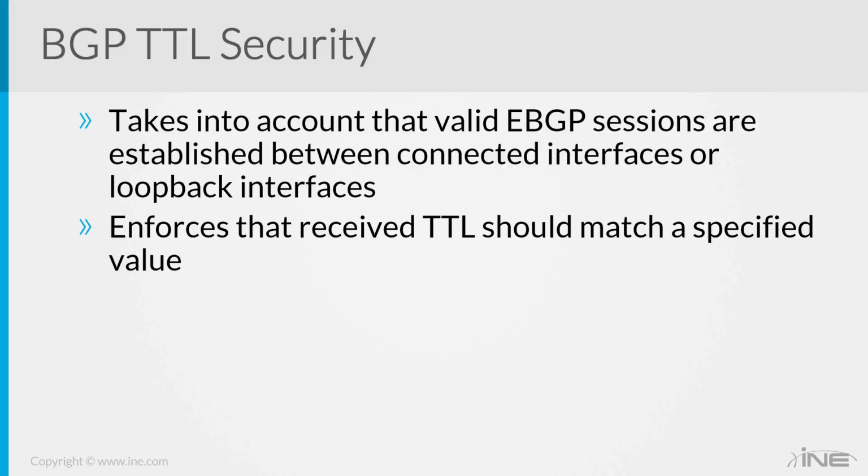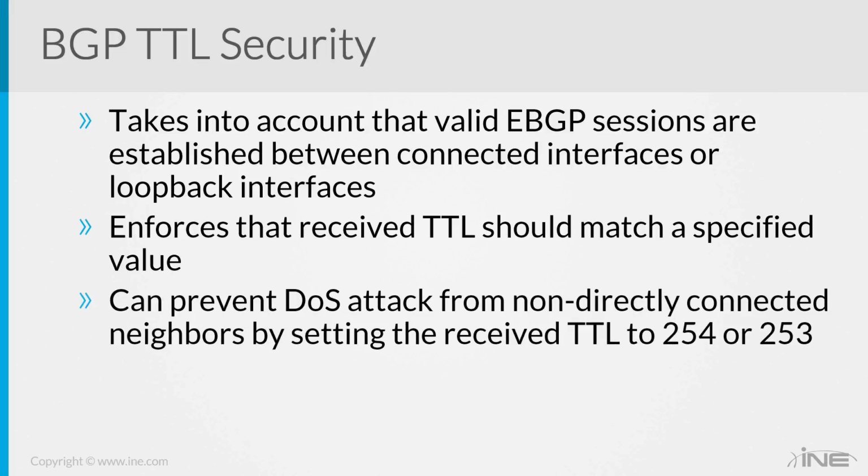The whole point of this is to prevent DoS attacks from non-directly connected neighbors by setting the receive TTL to the specified value. TTL starts at 255 and decrements down to 0, with 0 meaning the router drops the packet. If you set it to something very high, like 254 or 255, you're giving the packet up to 250 hops to jump before it hits you. The problem with that is the peering can only be 3 hops away.